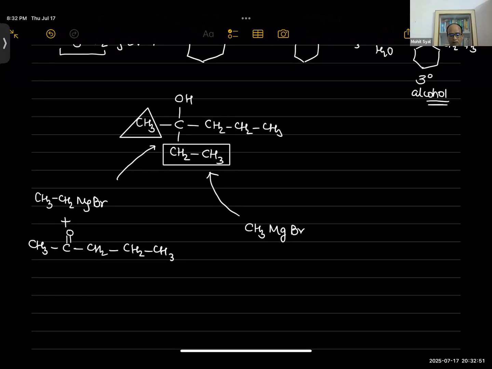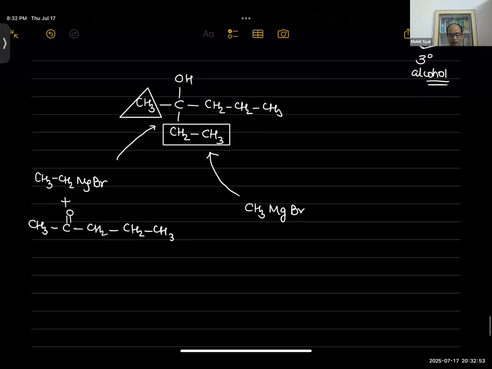So if I have taken this, what should be the ketone? The remaining part can be taken: C double bond O, CH2, CH3, and on the other side of the C double bond, you have a propyl group.